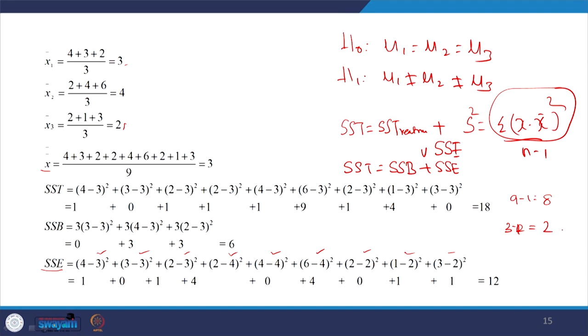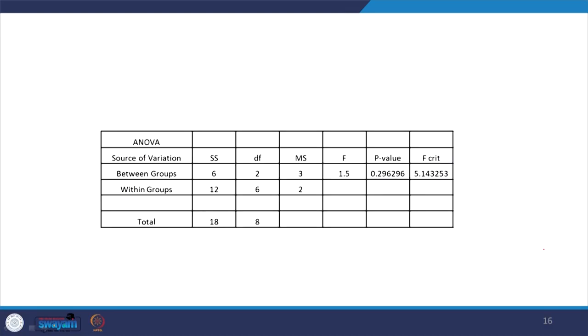For SSE, see, in the first column there are 3 elements. So, the first column will have 2 degrees of freedom. In the second column there are 3 elements. So, 3 minus 1, 2 degrees of freedom. The third column also has 3 elements. So, 3 minus 1, 2 degrees of freedom. So, totally 6 degrees of freedom. After that, we have to find out the F value.